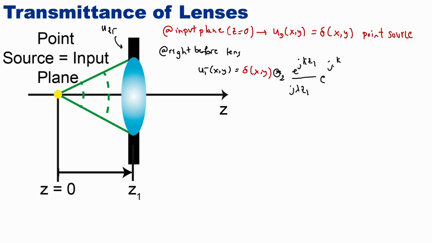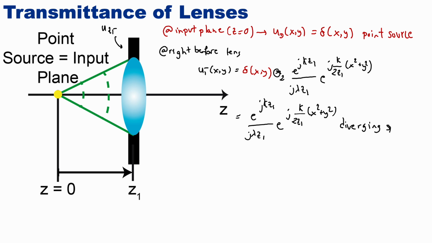And here I'm using the Fresnel approximation that we derived in the previous class. Because we have a delta convolved with a function, we're just displacing the values. We are putting the x where it's centered, but the delta, the point source, it's centered. So we're just not doing anything. So right before the lens, what we have is a diverging spherical wavefront.